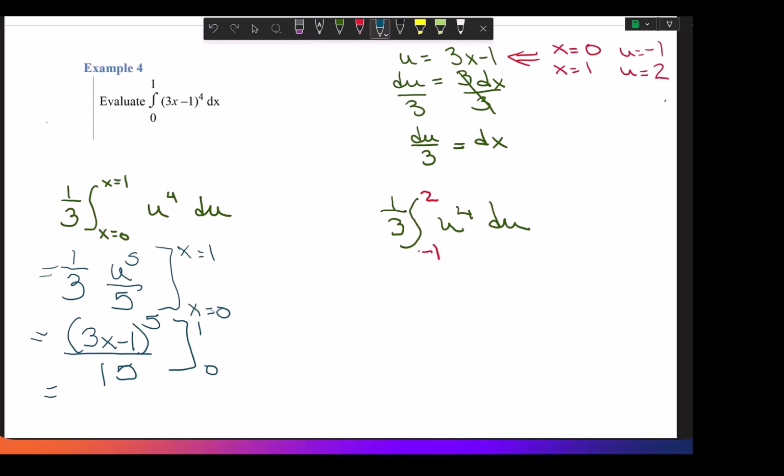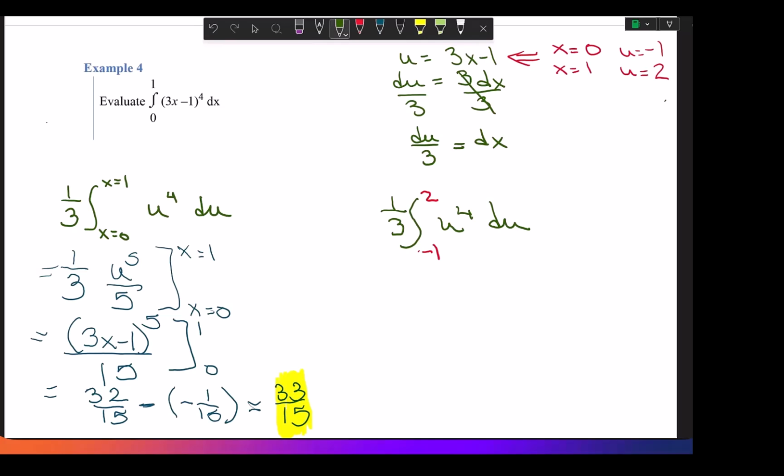When I plug in 1 here, I get 3 minus 1, which is 2. 2 to the 5th is 32, divided by 15, minus, when I plug in 0 for x, I get minus 1 to the 5th, which is minus 1 over 15. The minus and the minus become a positive, and this is 33 over 15. And that would be my final answer.